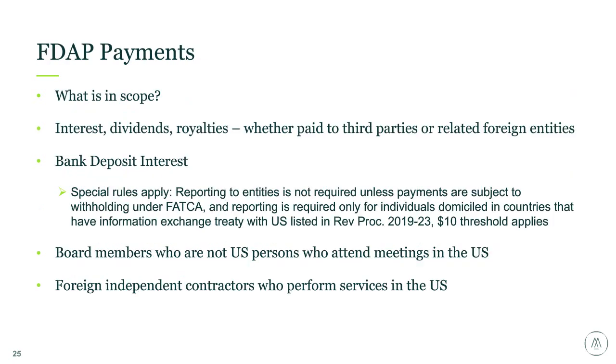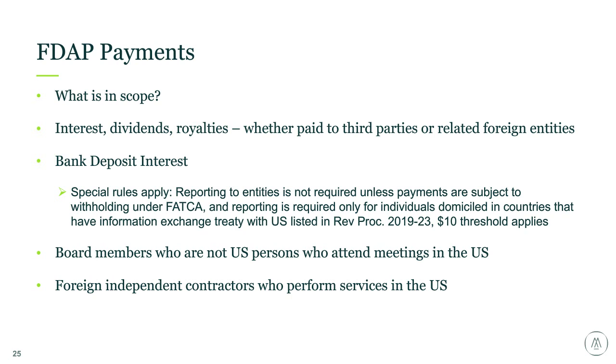So for FDAP payments, what's in scope? Really similar to your 1099 reportable payments. So interest, dividends, royalties, whether paid to third parties or related foreign entities. Something that often gets overlooked: bank deposit interest. For a really long time, bank deposit interest was only reportable to Canadian individuals. Now there's a list that the IRS updates every year. Individuals receiving bank deposit interest from any country that the U.S. has an information sharing agreement with are required to be reported on a Form 1042-S.